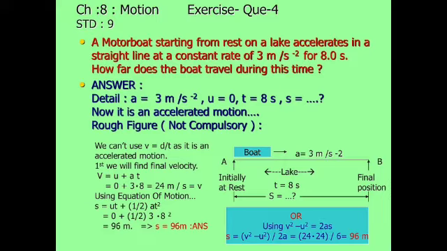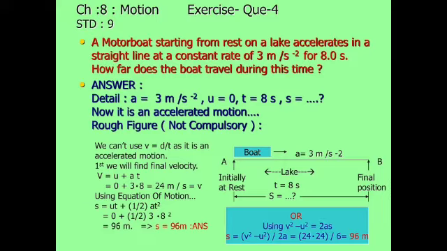Now it is accelerated motion, the condition is given. So we can't use v equal to d by t, because it is accelerated motion. So we will use the equations of motion. First, v equal to u plus at, which is equal to 0 plus 3 into 8, is equal to 24 meter per second. So here we get the final velocity, that is 24 meter per second.